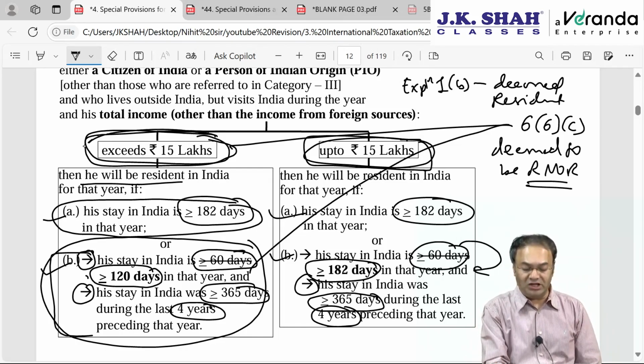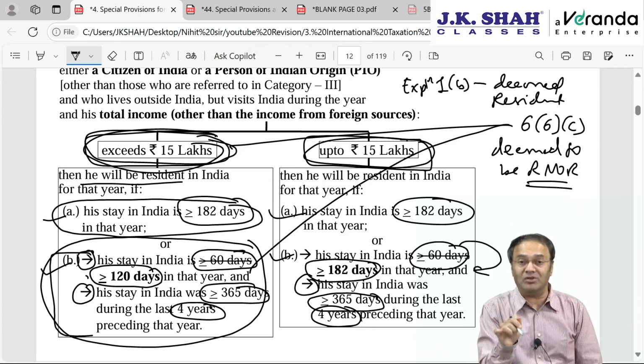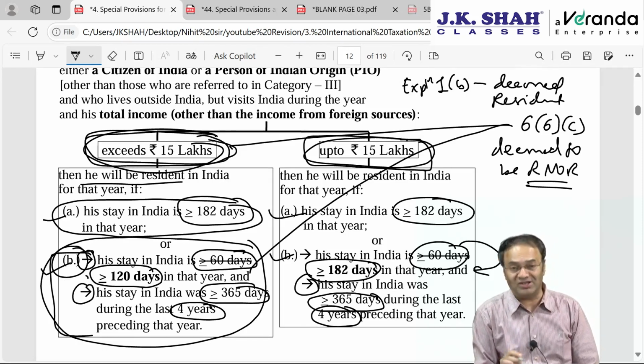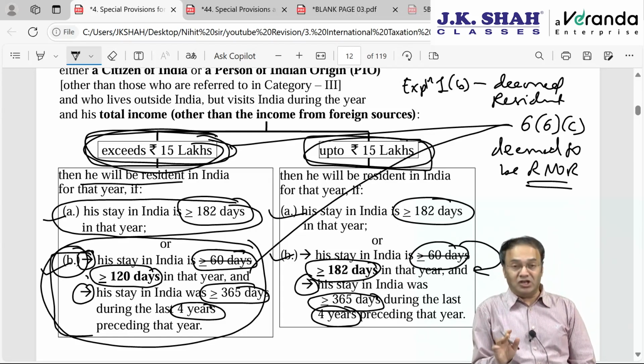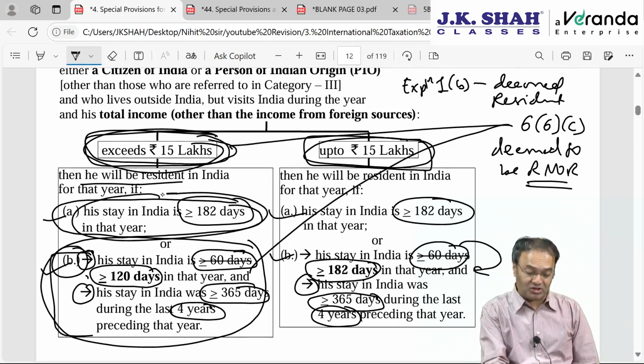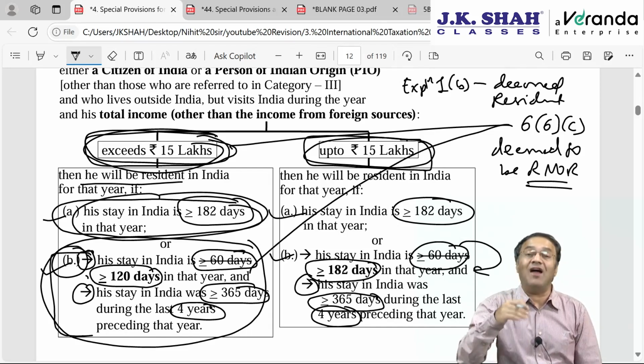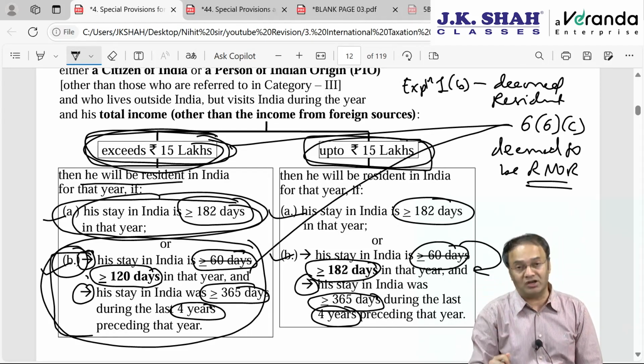Provided his Indian income exceeds 15 lakhs and he becomes a resident in India in the current year because of condition number 2, the second basic condition, not because of the first basic condition. If he becomes resident in India because of the first basic condition, then in order to decide whether ROR or RNOR, you will have to check both the additional conditions.